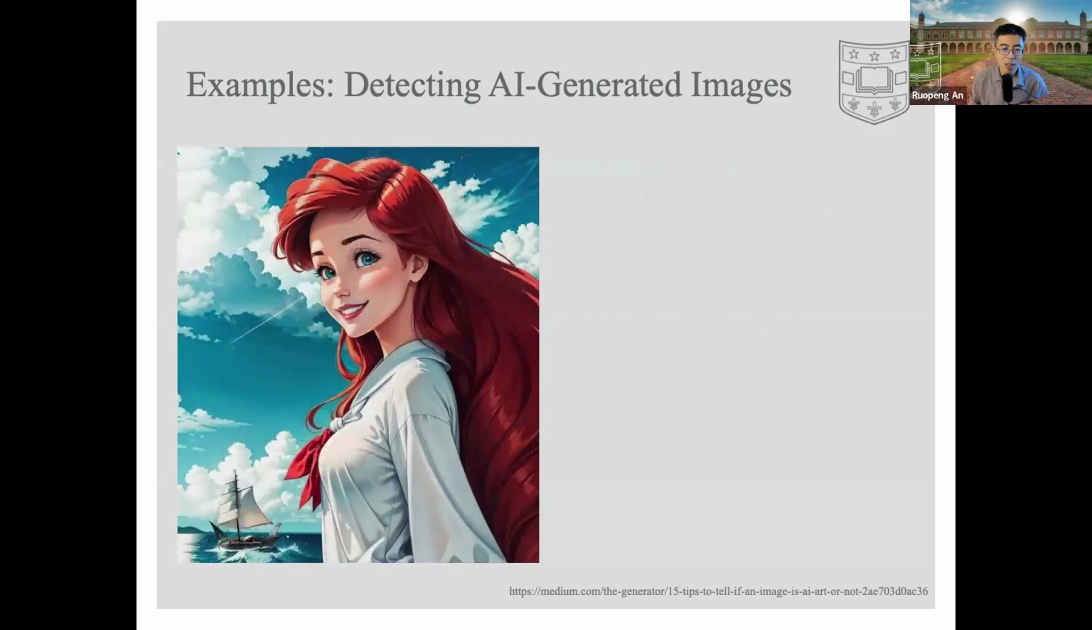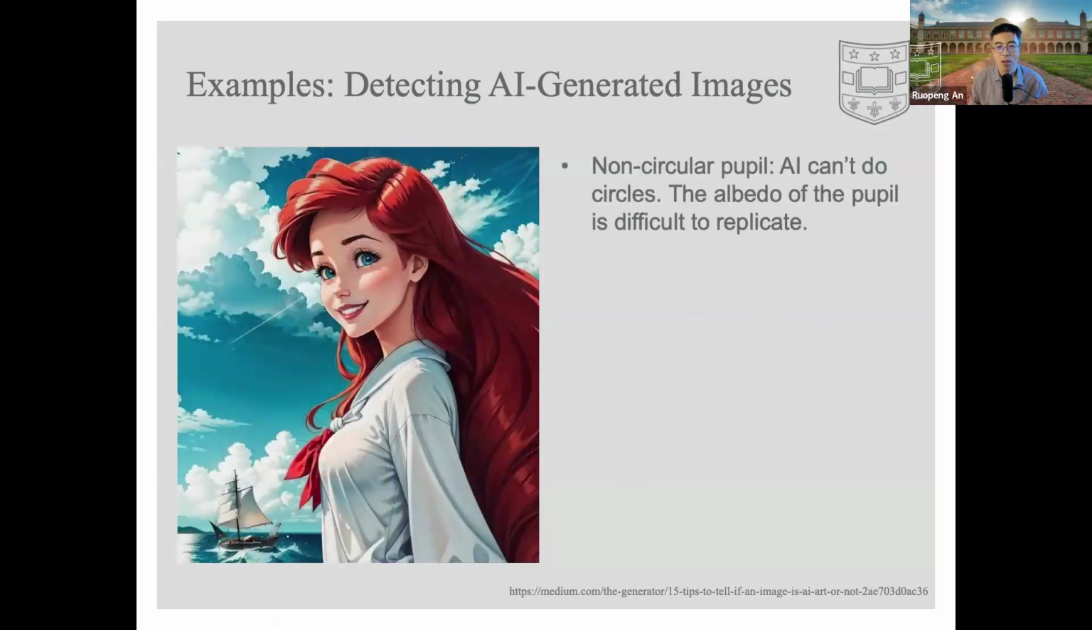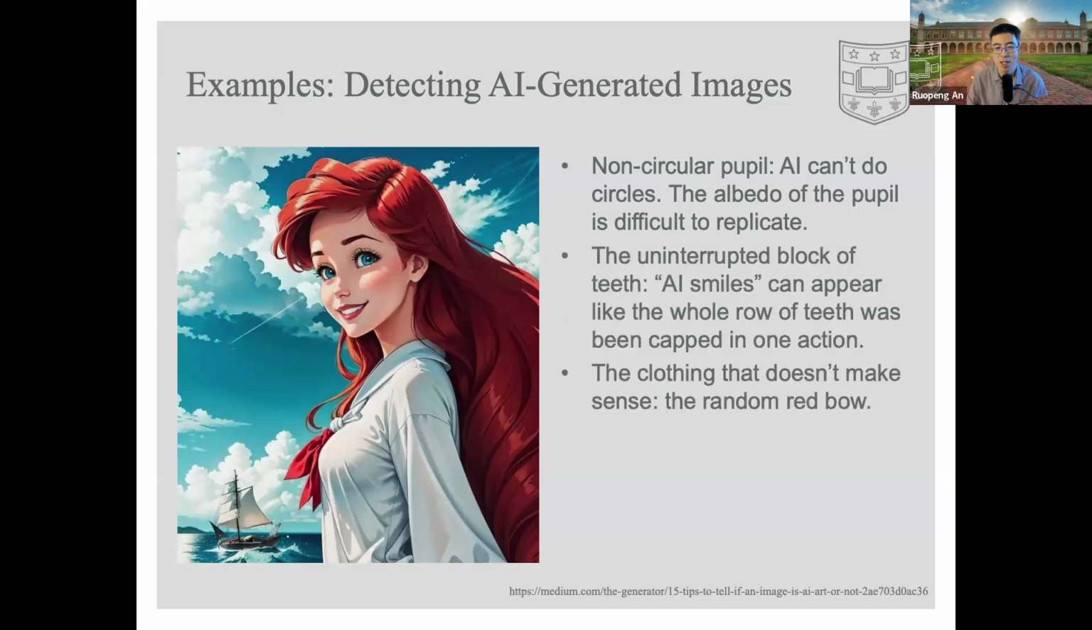But sometimes it's more subtle, right? There are a few clues that we can use to identify AI-generated images versus real paintings. For example, non-circular pupils. AI can't really do circles to some extent, so the albedo of the pupil is difficult to replicate. I'm not an artist, so I can't really tell much of a difference, but if you're a professional artist, you probably can tell subtle differences.